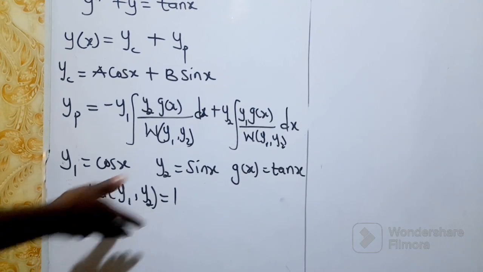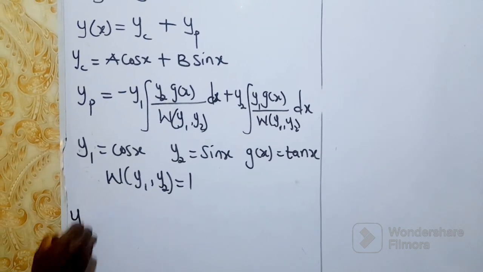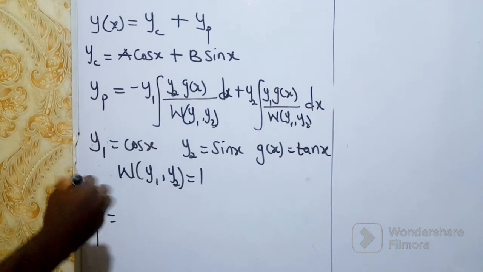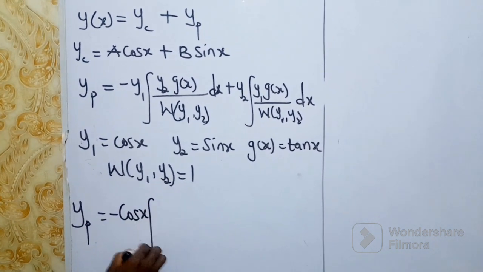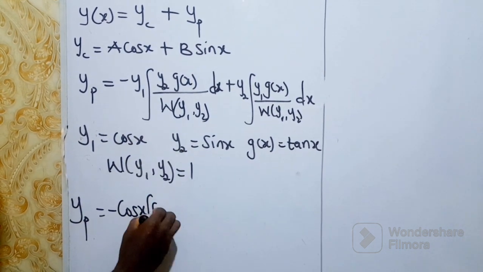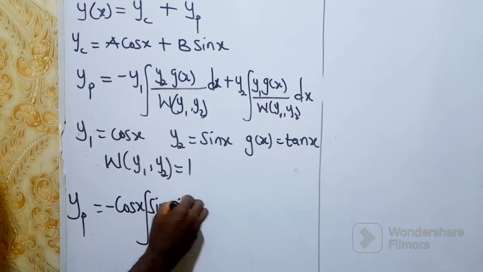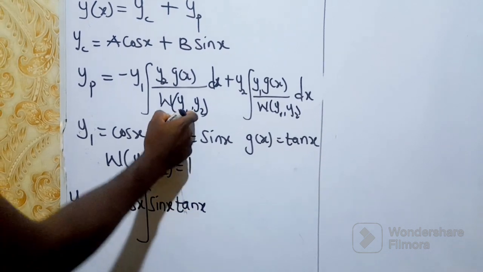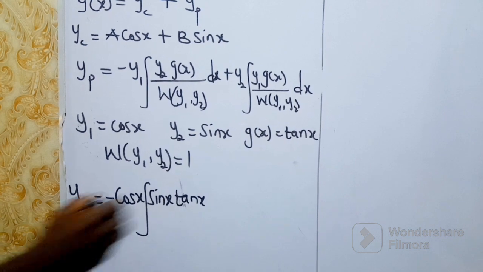So we'll now substitute that into this to find our y of p. So you can say our y of p will be equal to negative y1, which will be negative cos x, integral of y2, which is sine x, then g of x is what? Tan x. Then divided by the Wronskian of y1 and y2, which is 1, so it will not have any effect.